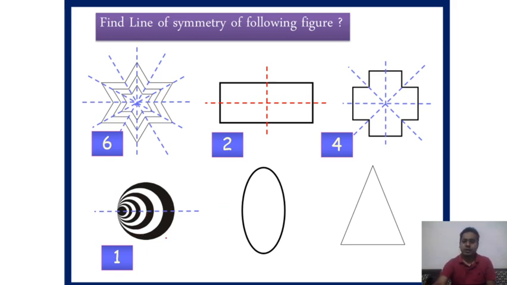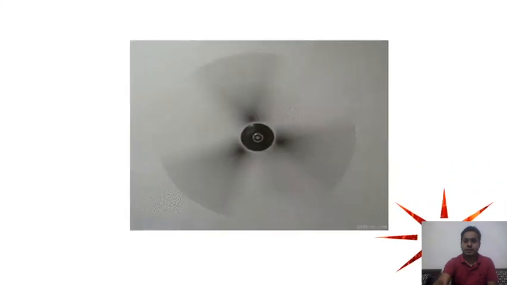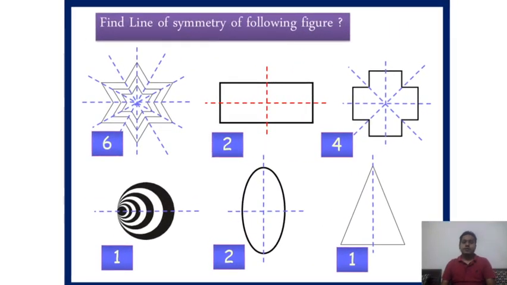And the next figure has 2 lines of symmetry. This is an oval. It has 2 lines of symmetry. And this is a triangle, not an equilateral triangle, so it is a scalene triangle. So it has only 1 line of symmetry. Now we have already completed our line of symmetry topic.